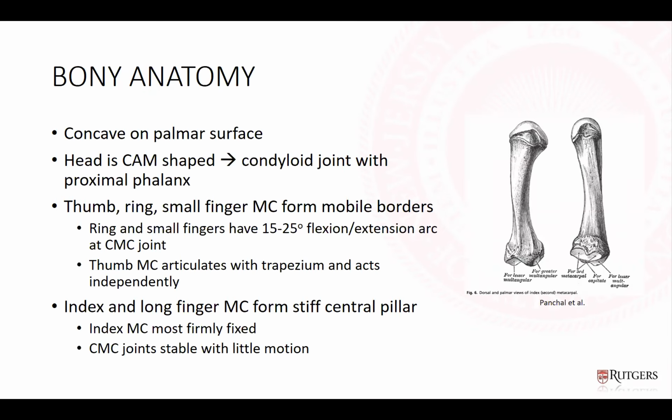They have a unique bony structure. They're concave on the palmar surface. They articulate with the proximal phalanx distally and the carpus proximally. They have a cam-shaped head that forms a condyloid joint with the proximal phalanx. The thumb, ring, and small fingers form mobile borders. The ring and small fingers have about a 15 to 25 degree flexion-extension arc at the CMC joint. The thumb metacarpal articulates with the trapezium and acts independently. The index and long fingers form a stiff central pillar. The index metacarpal is most firmly fixed and the CMC joints are stable with little motion, and that impacts how much angulation you can accept when treating these injuries.